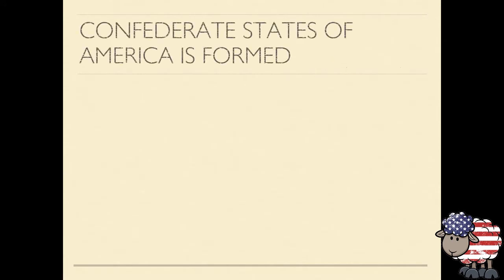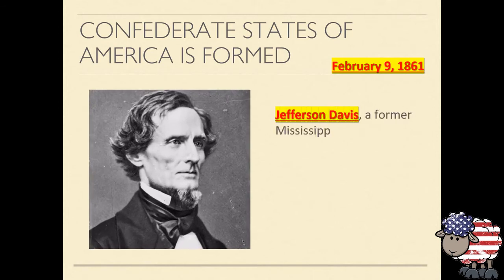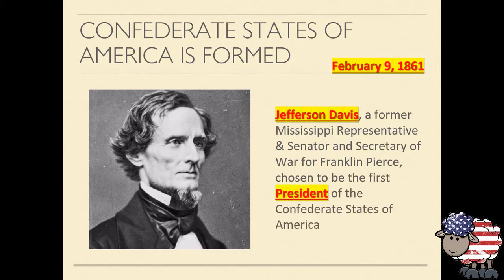Now, the Confederate States of America is formally formed on February 9th, 1861, with Jefferson Davis elected president of the Confederate States of America. He had been a former senator from Mississippi and was Secretary of War under Franklin Pierce, who helped to negotiate the Gadsden Purchase for the southern borders of Arizona and New Mexico in hope of a southern transcontinental railroad.